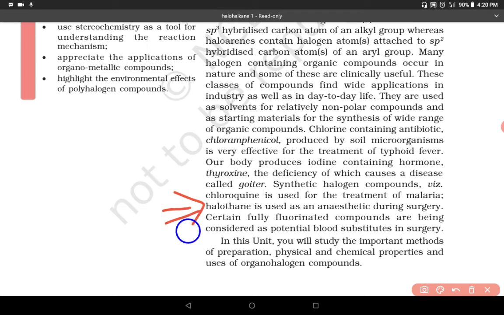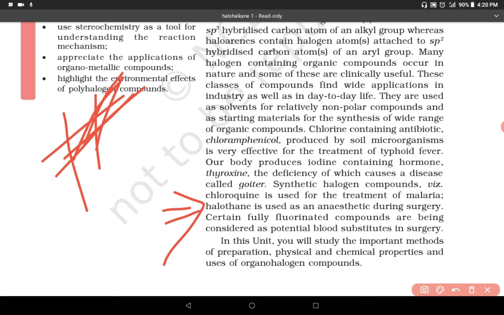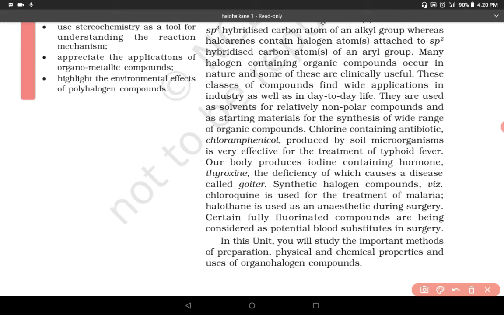Yes, you already learned about anesthetic during surgery, because in an unconscious state the receptors will be asleep, and we cannot feel the sense of pain when you cut the stomach or any other parts of the human body. So anesthetic is given. What is that anesthetic made of? Anesthetic is made from haloalkanes. That name is called halothane.